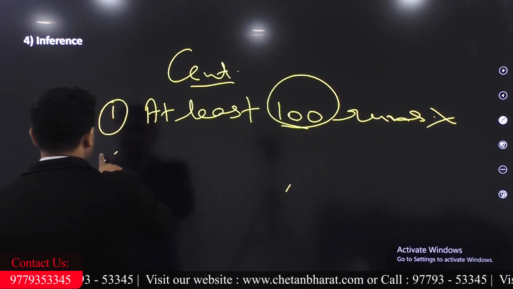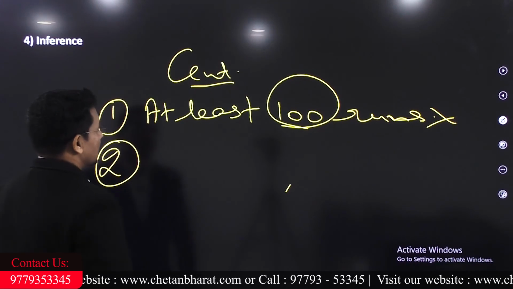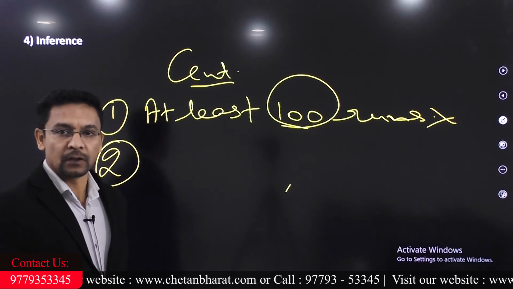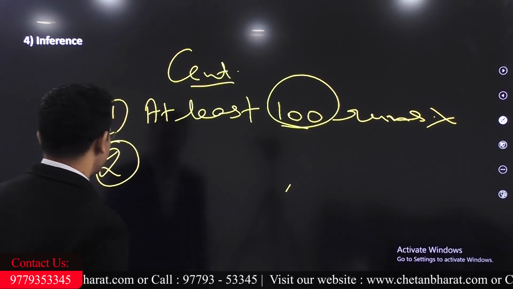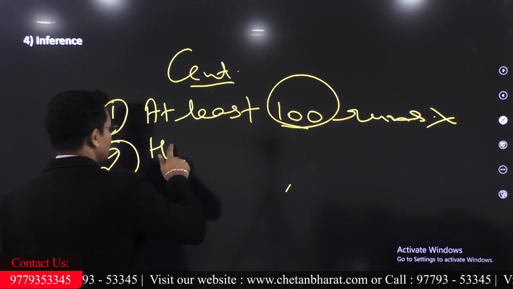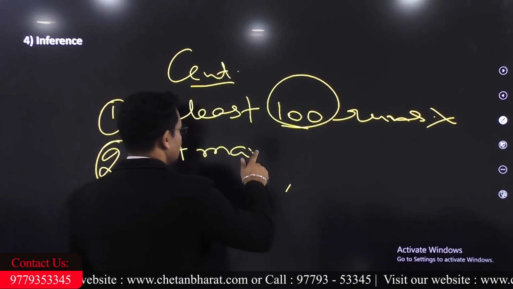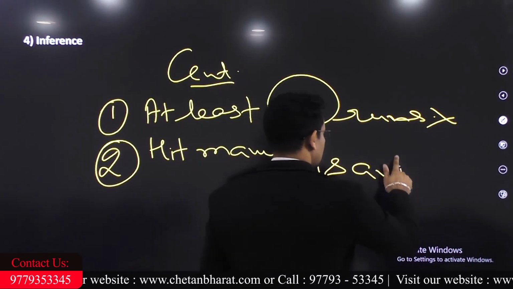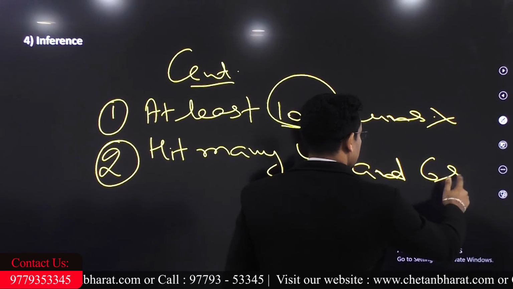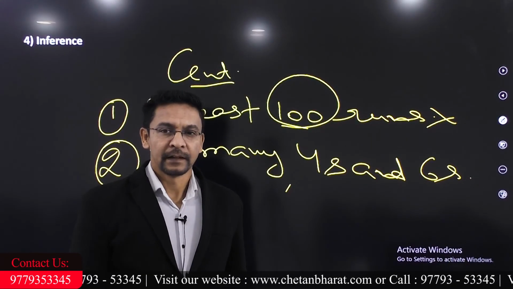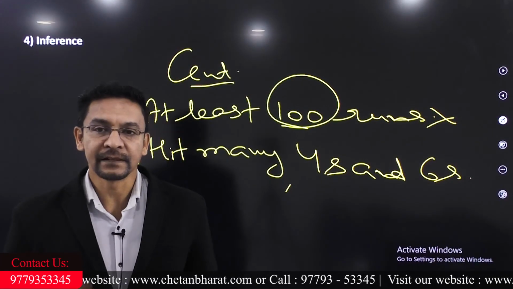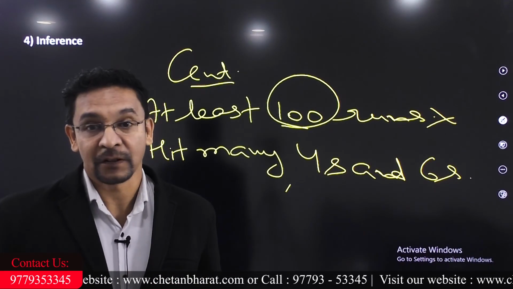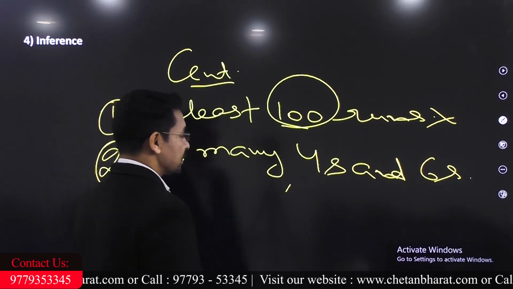Second one: the author, in fact the best batsman, must have hit many fours and sixes. Can we infer this? We don't know in how many balls he has scored the century, thus we cannot tell whether he has hit fours and sixes or not. Again, you cannot infer this.